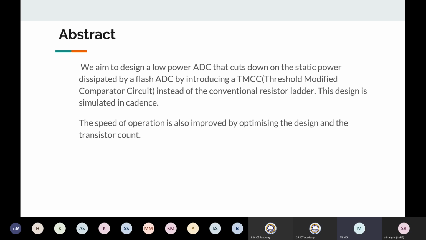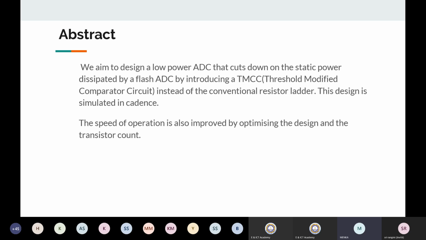So here the students aim to design a low power ADC that cuts down on static power dissipation of the flash ADC. So they have introduced the TMCC. TMCC stands for Threshold Modified Comparator Circuit. The Threshold Modified Comparator Circuit is used so that you can directly get the thermometer code based output. For example, let us assume the total voltage is 1.8 volt.